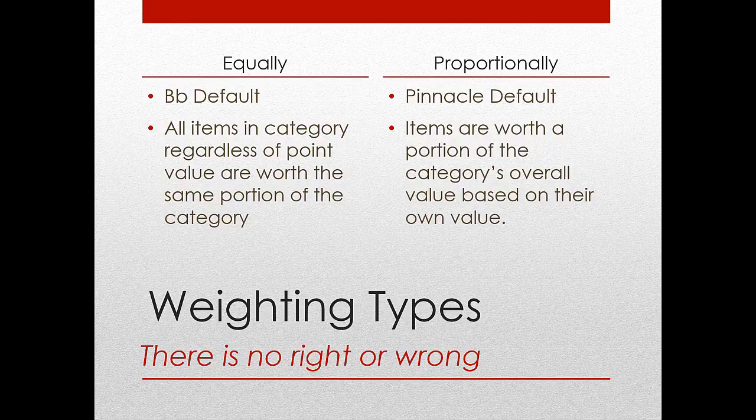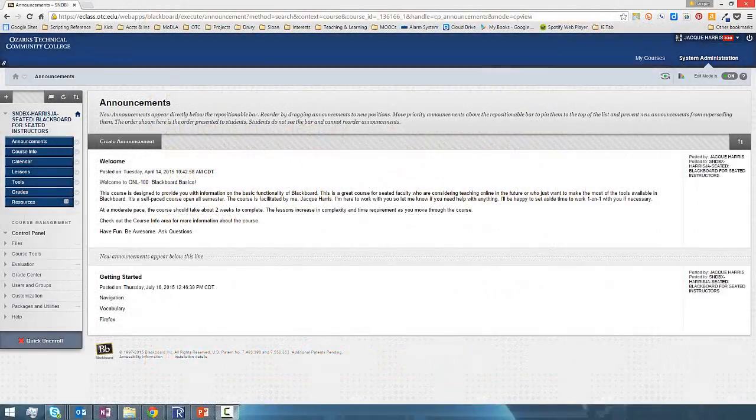So the difference between the 2 is how the items are calculated within the category. For equally calculated items, all of the items in the category, regardless of their point value, are worth the same portion of the category's overall total. While for proportionally weighted grades, items are worth a proportion of the overall category's value based on their own point value.